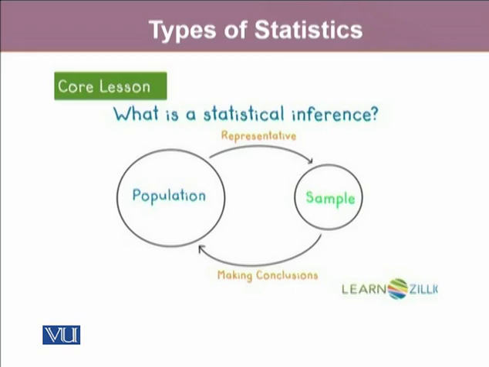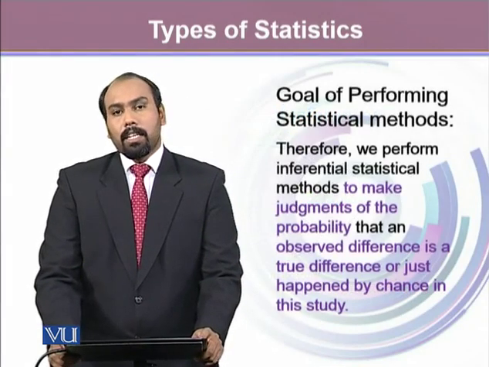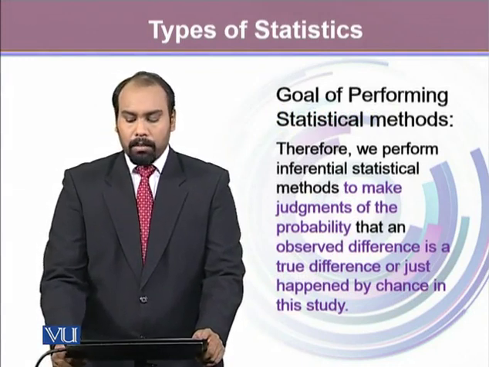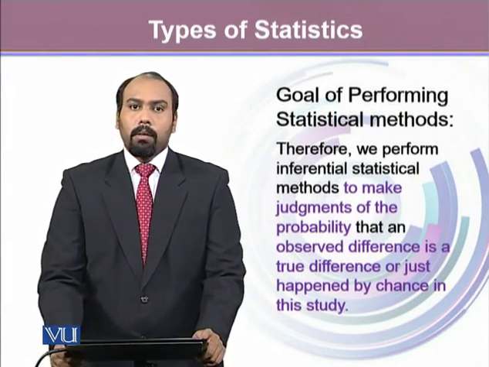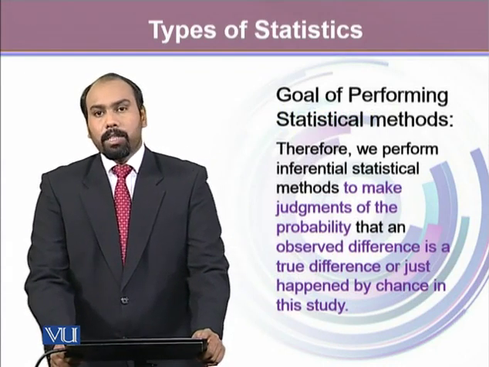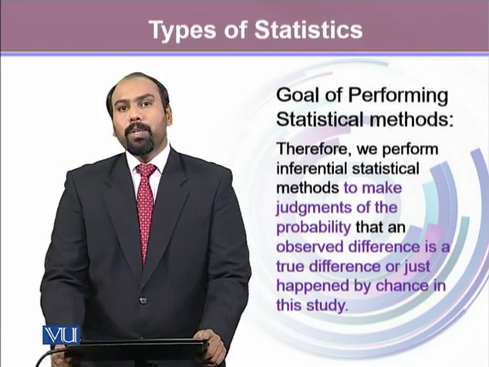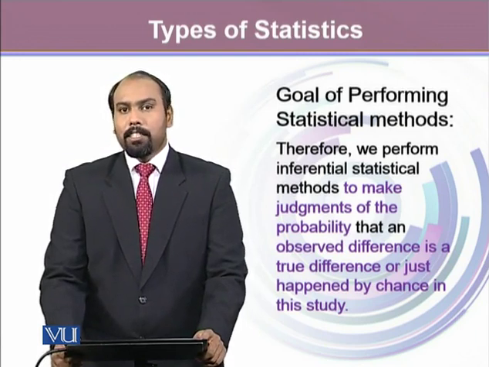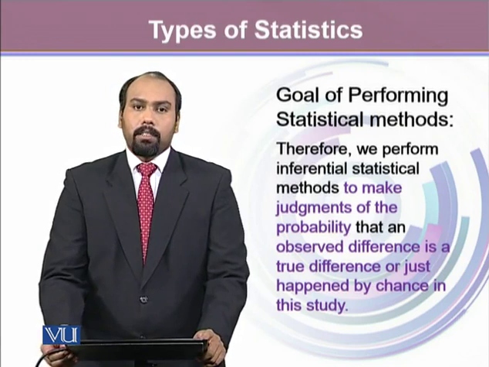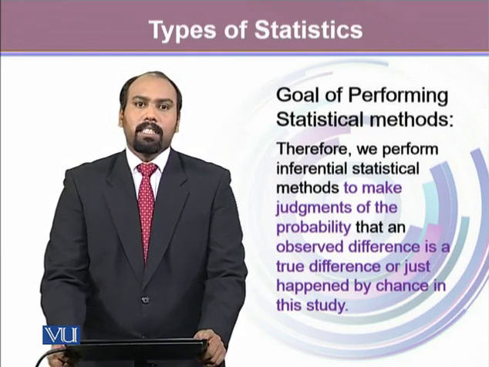Therefore, look at this process, where we have a large population, and from the population, we take up a random sample, which is representative, and then we make conclusions regarding the population from the sample, and that's what we called statistical inference. We perform statistical inference to make judgments about the population by looking at the probability that the observed difference is a true difference, and it's not just the mere chance that happened in the study.